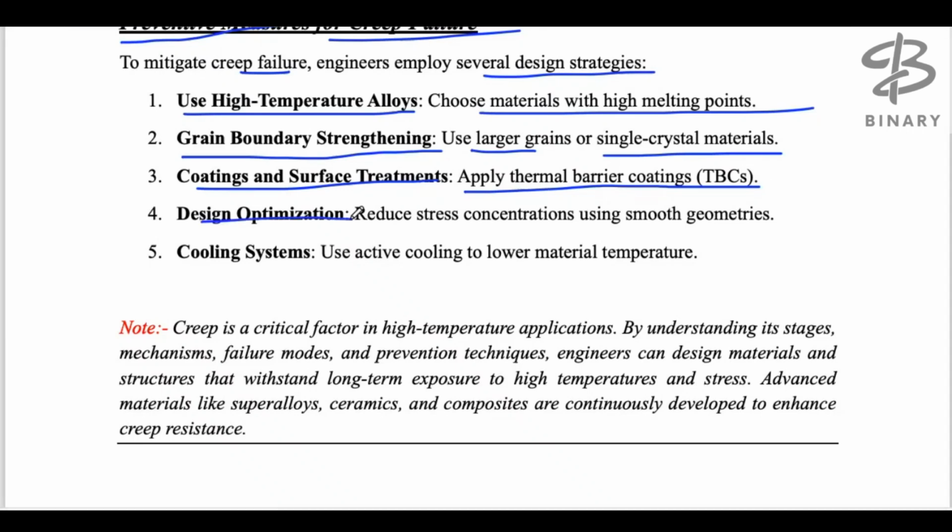Design optimizations. So what are the design measures? Reduce the stress concentrations using smooth geometries. How does design optimization reduce creep? Because the design basically decides which stress concentration areas are left inside it. Suppose you have a notch in the design; it means the notch will have high stress concentration. And if there is high stress concentration, it will lead to creep, right?